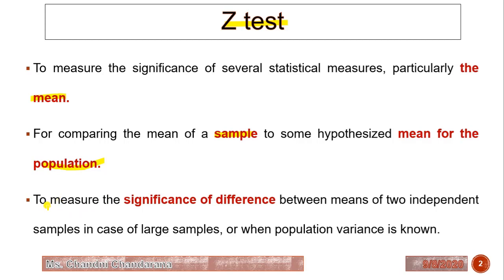Now, when we have to measure the significance of the difference between the means of two independent samples in case of a large sample, or when the population variance is known, at that time also we can apply the Z-test.